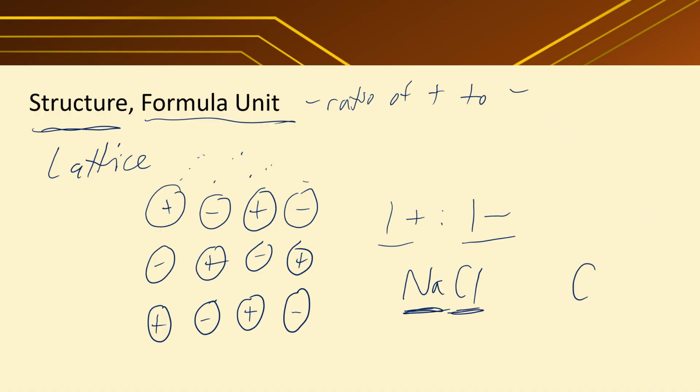Another example would be something like calcium bromide. Calcium bromide always forms in this 1-to-2 ratio of positive to negative, and we'll talk about why that is in a minute. But again, it's going to form this 3D structure, so it's impossible for us to look at one distinct compound. It's just going to be this ratio of ions.